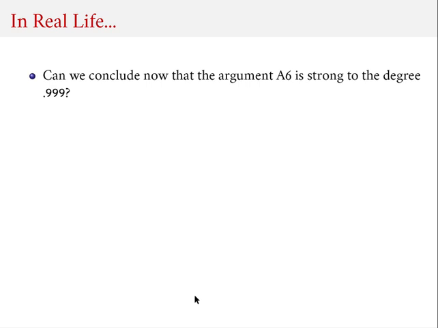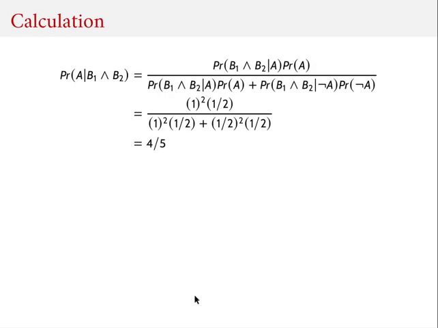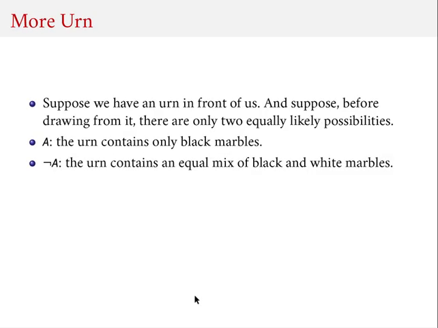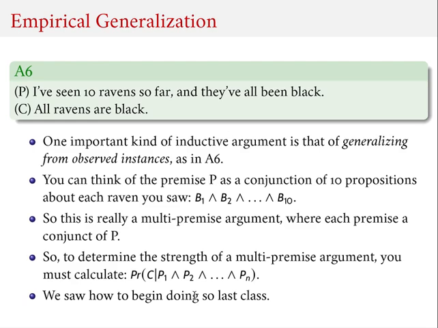So what we can ask is, can we conclude now that the argument A6 is strong to the degree of 0.999? So that is to say, this talk of marbles being black or white was a metaphor for talking about observing ravens and their color, because we were thinking about the observation of different ravens as draws from an urn, essentially, where the marbles were ravens and their color was either black or some other color or white.